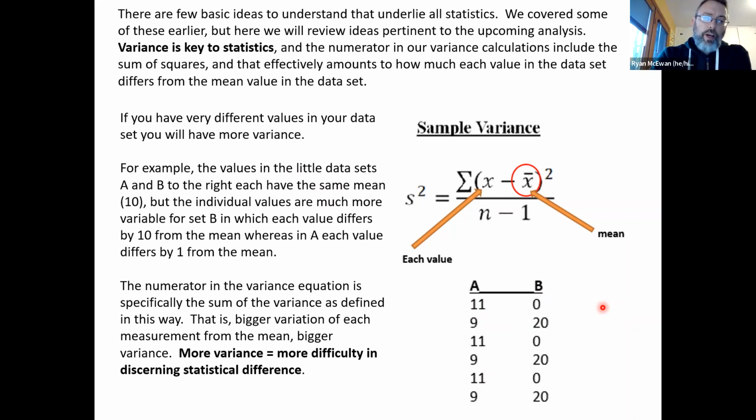But the individual values are much more variable in set B, in which each value, 0, 20, 0, 20, differs by 10 from the mean. The mean is 10. Each one of these differs by 10, either negative or positive. Where in A, each value differs only by 1 from 10. So subtract 1 from this, you get to 10. You add 1 to this, you get to 10.